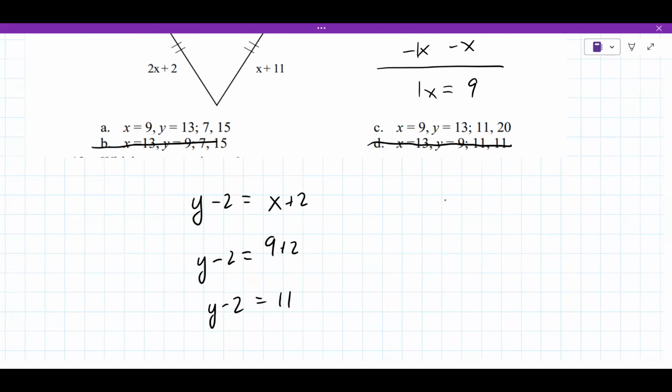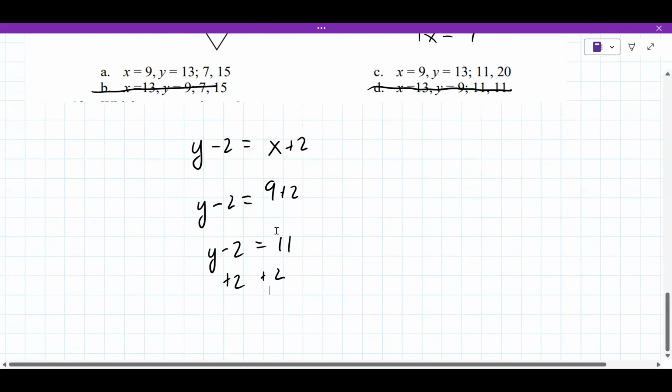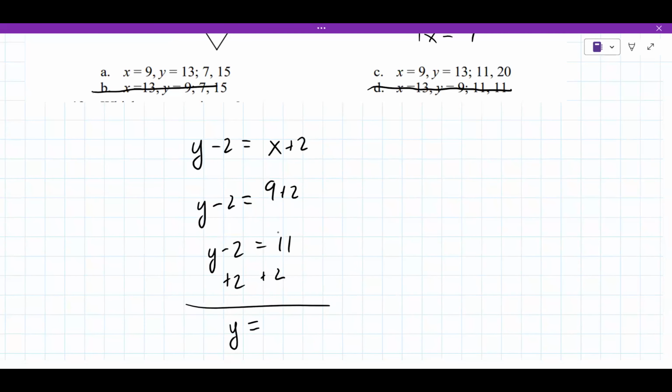So how do you solve that from there? You have to undo subtraction by 2. Y minus 2 equals 11. I would add 2 to both sides. Yes. So then that would be y equals 13.